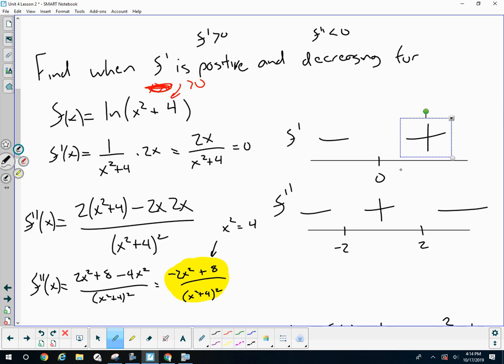So very interesting. Positive and increasing would be 2. Let's change it to positive and decreasing would be 2 to infinity. And that'd be my answer. But we can also see when it's positive and increasing. It's got a min, it's got points of inflection, all cool stuff. Why don't we look at this for fun?